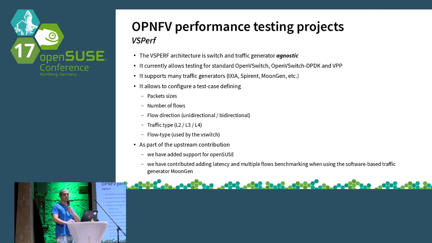The nice thing about VSPerf is that it's traffic generator agnostic. In fact, it supports four or five different traffic generators, like Ixia, Spirent, and a few others, and also has support for MoonGen, which is a Lua-based traffic generator, the one that I'm actually using. Currently, it supports Open vSwitch, Open vSwitch DPDK and VPP as vSwitches to be tested. And it has all the nice things that I already mentioned before. So it allows me to change packet sizes, number of flows, and which type of traffic I want to play with.